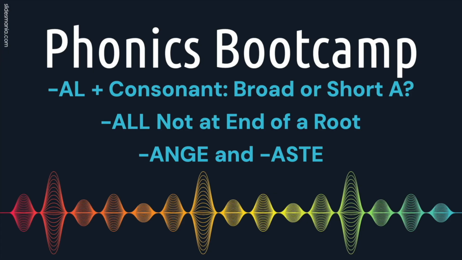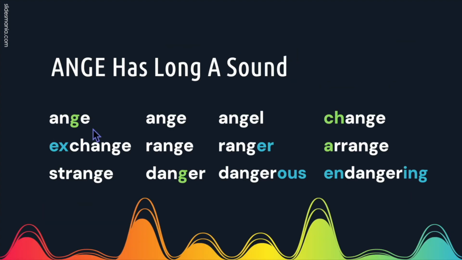We're going to learn about AL plus a consonant, ALL not at the end of a root word, ANGE and ASTE. ANGE says ANGE. G, when followed by an E, I, or a Y, usually, but not always, uses its soft sound of J. It does in this case. So this is ANGE. Angel. We can add other sounds in front of it without changing it. So this is change. CH says ch most of the time. We can add prefixes. Exchange. Range. We can add suffixes, and it doesn't change the sound.